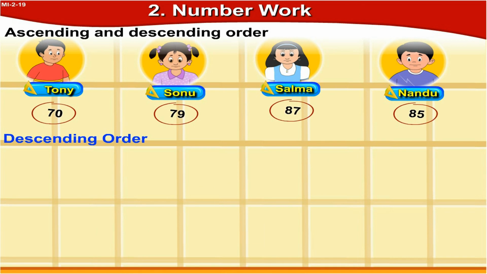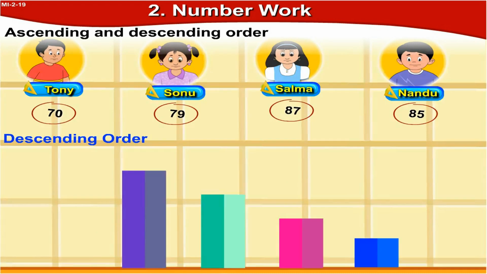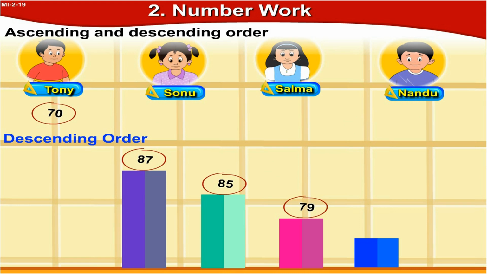Now I'll teach you about descending order. As I told you, the biggest comes first, so 87, then smaller, 85, even smaller, 79, and the smallest, 70. So the descending order would be 87, 85, 79, 70.